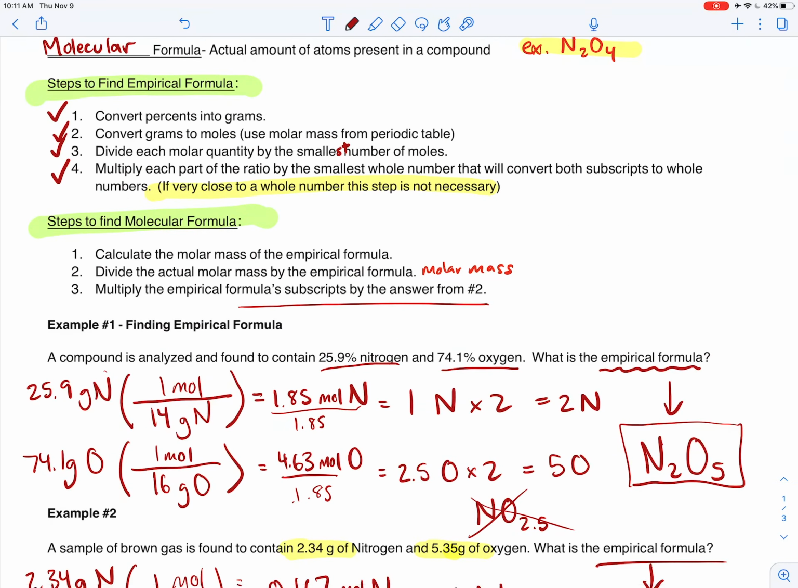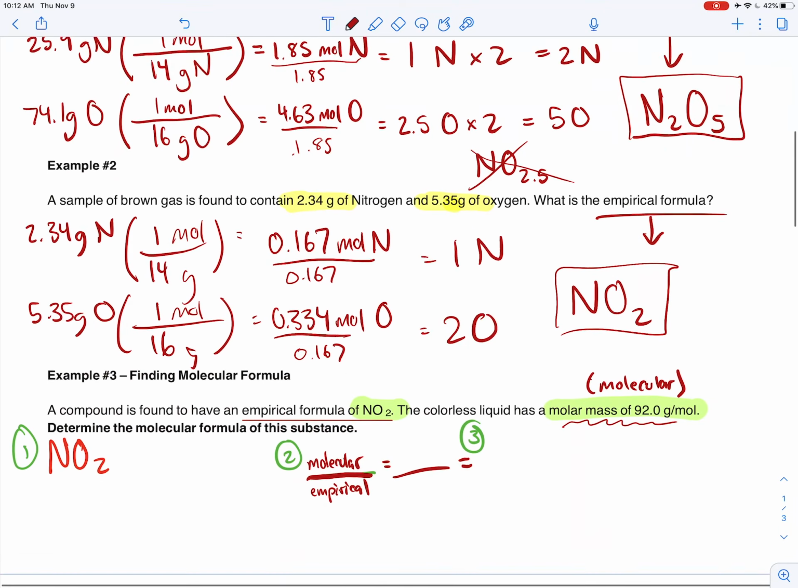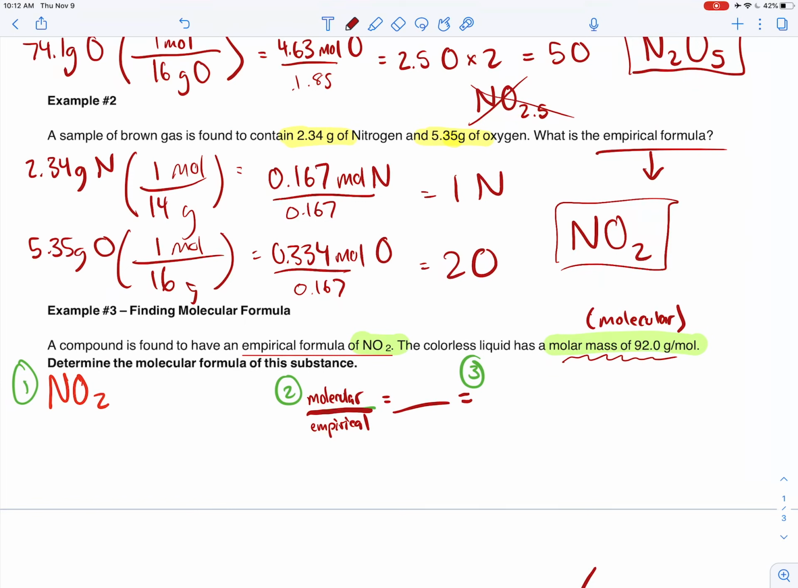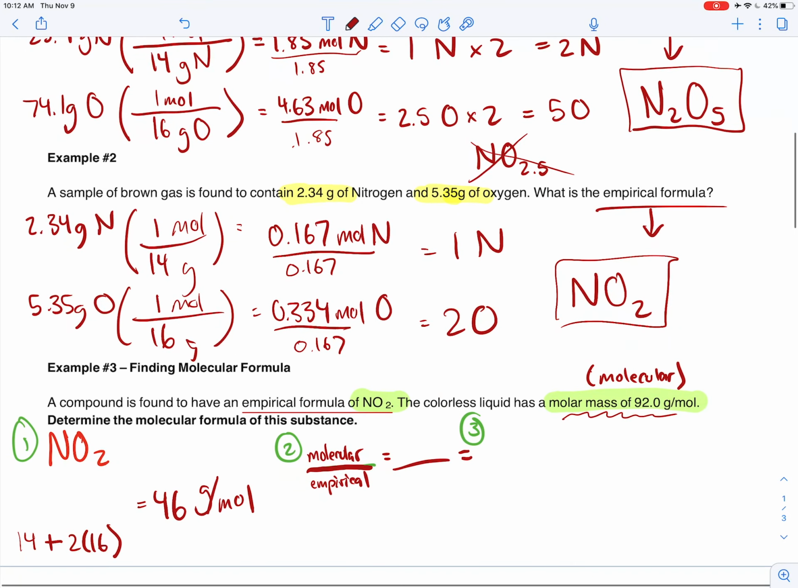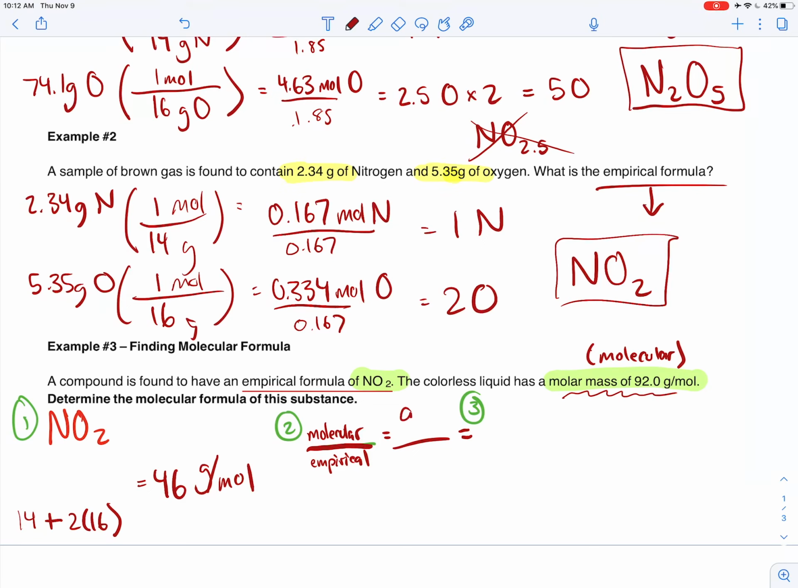The first step for molecular formula, we want to find the molar mass of the empirical formula. Let's go ahead and do that. When you look at your periodic table, we break down NO2. That's 1 nitrogen, and we've got 2 oxygens. 14 plus 32 is going to give me 46 grams per mole. Step 2, divide the actual molar mass by the empirical formula's molar mass. The actual molar mass was 92, while the empirical was 46. I get this number 2, and then step 3 is going to tell me what to do with that number.